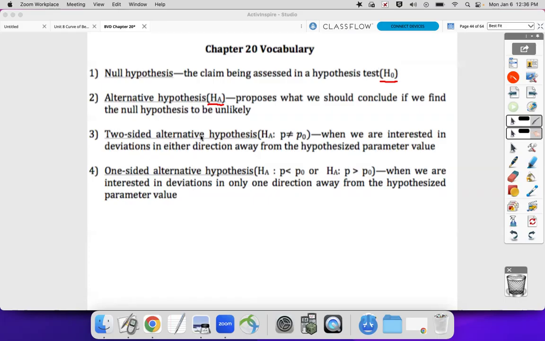There are two-sided alternative hypotheses that say the HA, where p is not equal to p naught. That's when we're interested in a deviation in either direction. It could be more, it could be less. A one-sided hypothesis usually has a greater than or a less than symbol, where you say what we believe is less than what is standard accepted, or more than.